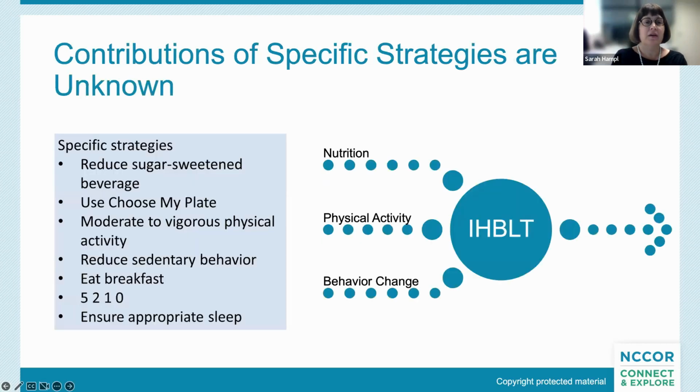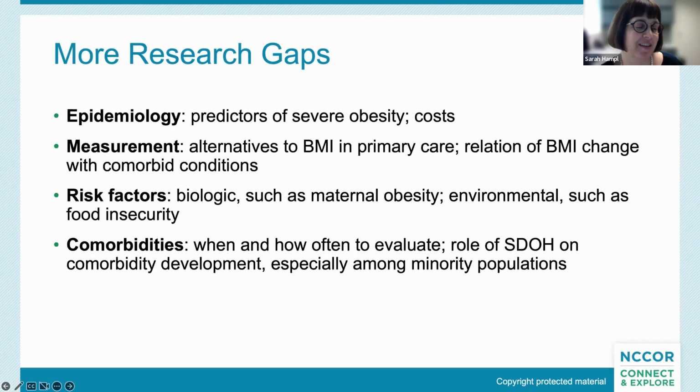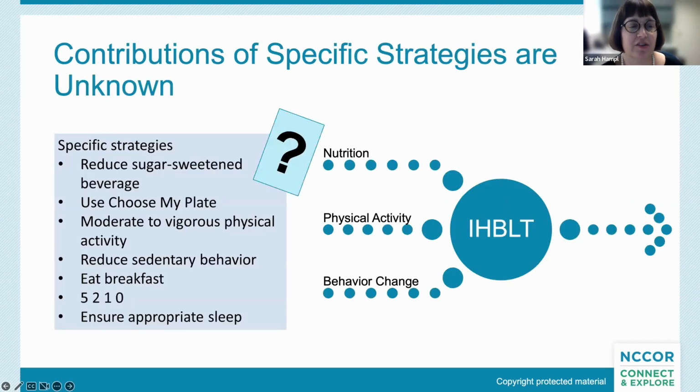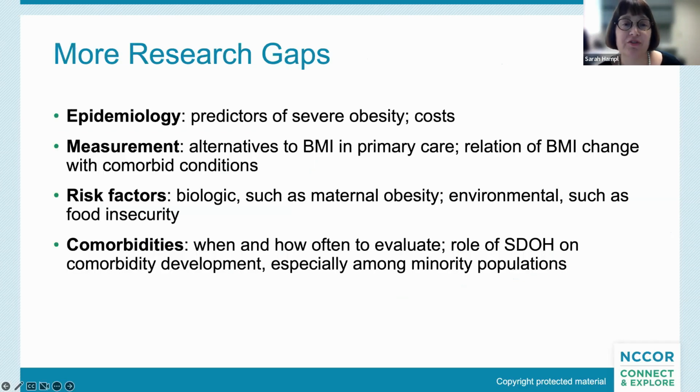Next slide, please. So for instance, and you can scroll through here, I think there are a few other things that may come up, including, if we go back to the last slide, that the contributions of specific strategies are unknown. So many interventions included multiple strategies that you see there on the left in the blue box. How do you separate strategies to determine what their differential effects on the outcomes are? Next slide. Other research gaps include those in the field of epidemiology, measurement, risk factors, more and more of which are being identified all the time, and comorbidities. Next slide.